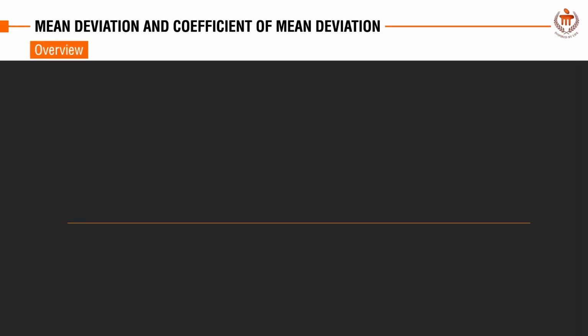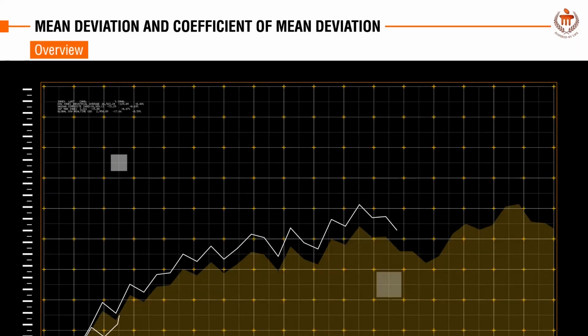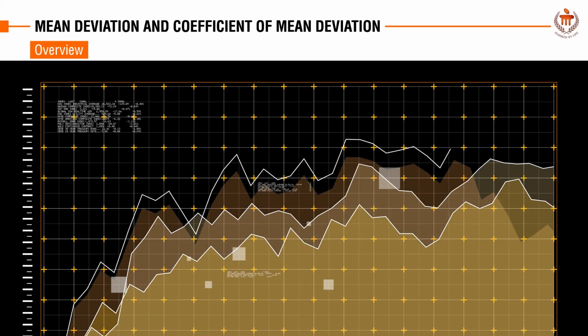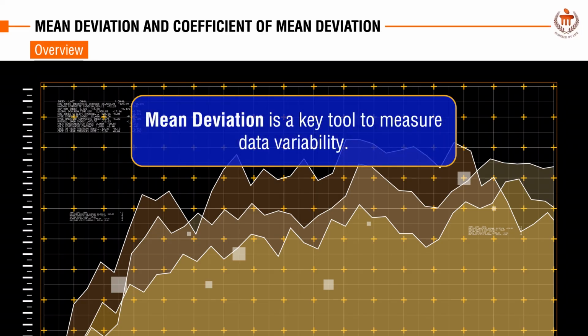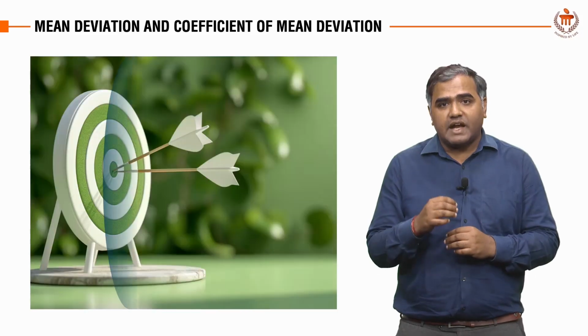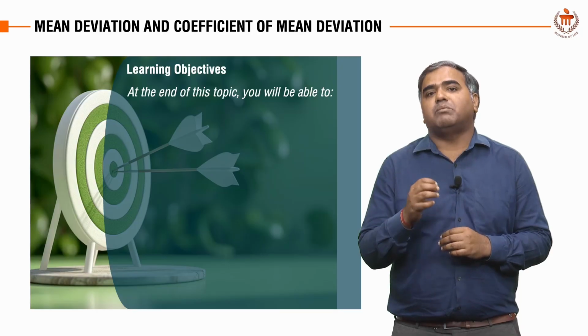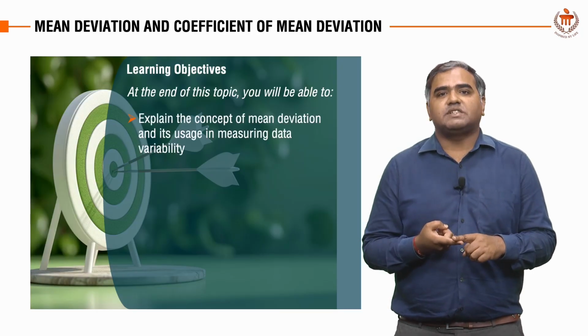Have you ever tried to understand how much data points deviate from the average? In this session we'll explore the concept of mean deviation, which is a key tool in understanding data variability. We'll compare it with other measures like variance and standard deviation, and we'll see how choosing the mean or median impacts your result.